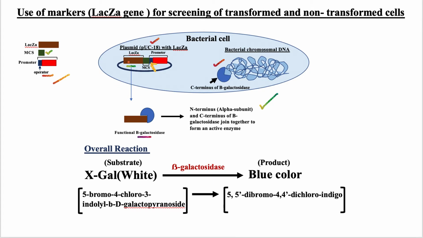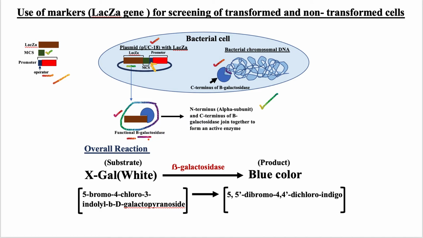So once this lacZ alpha is synthesized, then the other half, which is the C-terminal part of the beta-galactosidase enzyme, the gene for which is located in the bacterial chromosome, is also synthesized. Now when these two, the N-terminal part and the C-terminal part, combine together, then we have a functional beta-galactosidase. I'm not going into detail about the structure of beta-galactosidase; I have tried to make it simple, just to understand how the system works.